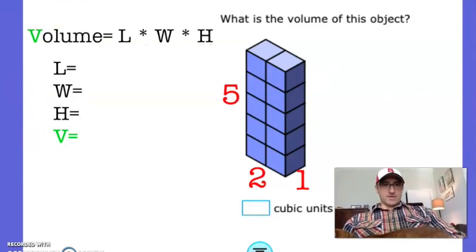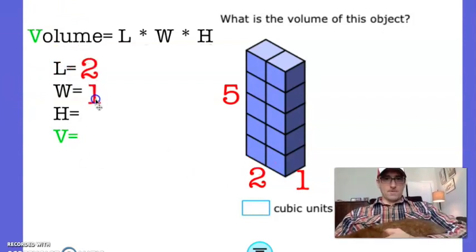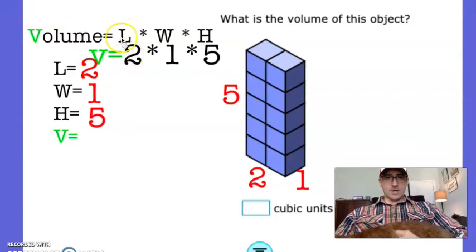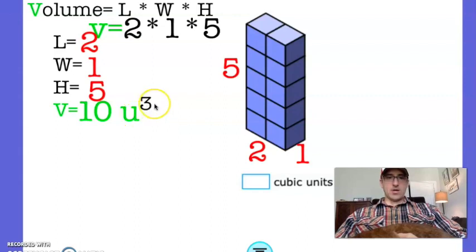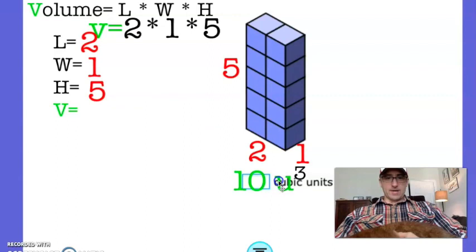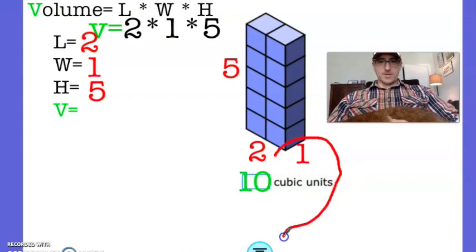So let's label this. Again, the length is 2. The width here is 1. And the height is 5. Underneath the formula, I substitute the numbers in. 2 is our length, 1 is our width, 5 is our height. 2 times 1 is 2 times 5. Well, that's 2 times 5, which is 10. So this is 10 units, or 10 cubes of volume. We could write it like this, 10 cubic units. Let's circle our answer with a heart to set our work apart.